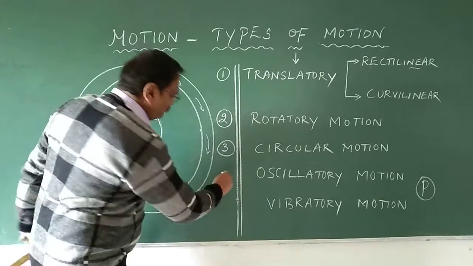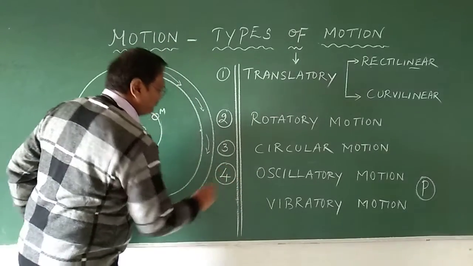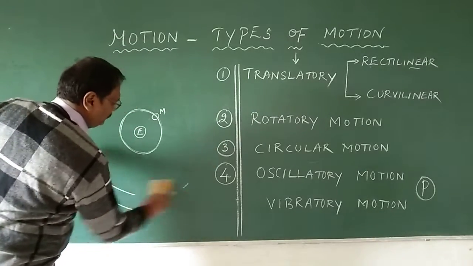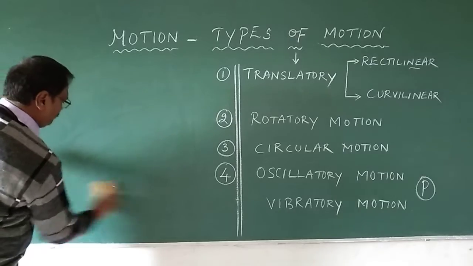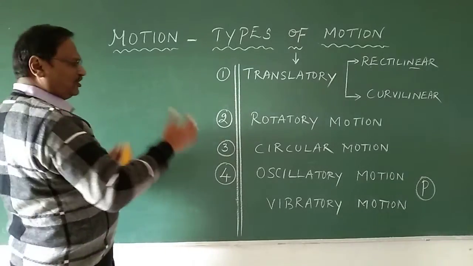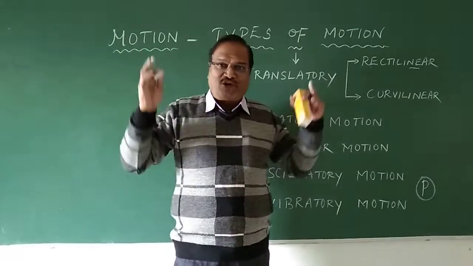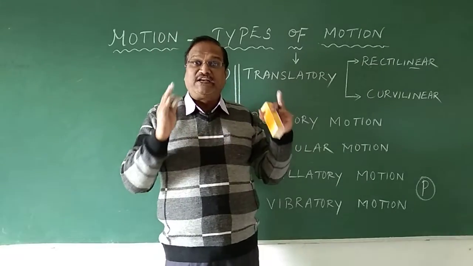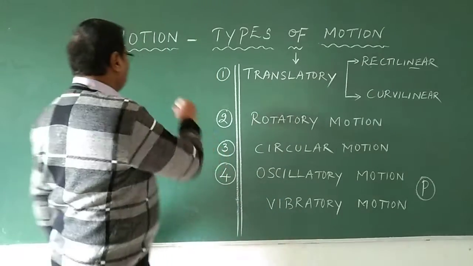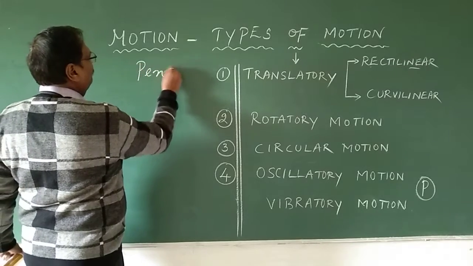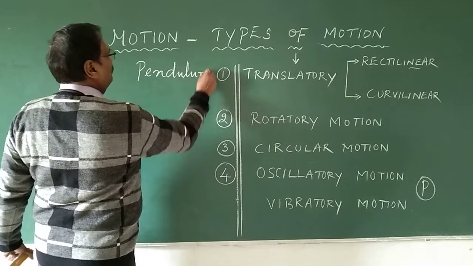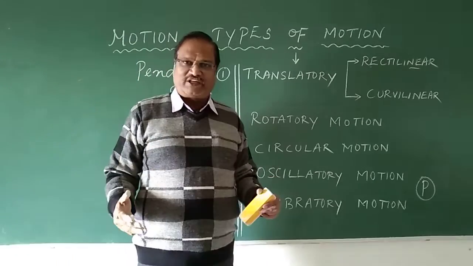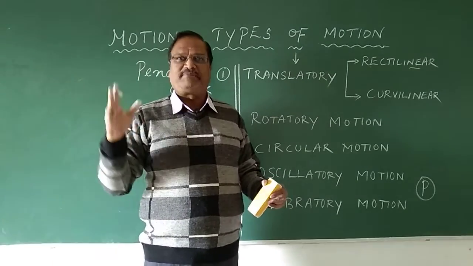Next, we come to oscillatory motion. Now what is oscillatory motion? Let us look at it. In olden days, you might have seen a clock called a pendulum clock. Even now it is there in modern days, but it is electronic and moves because of some magnet.